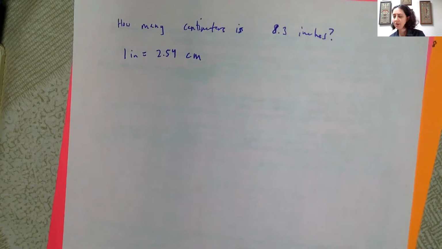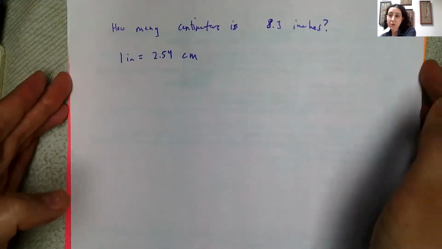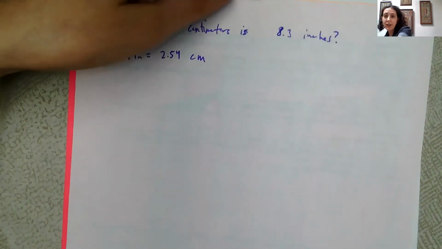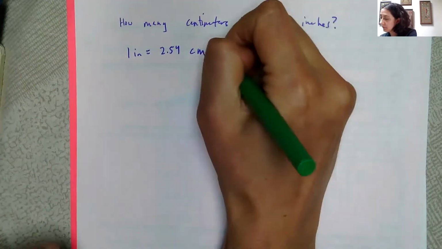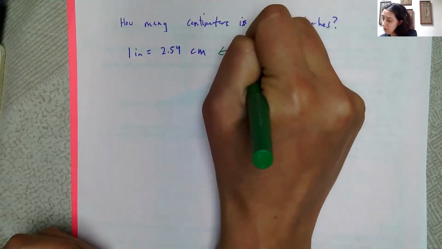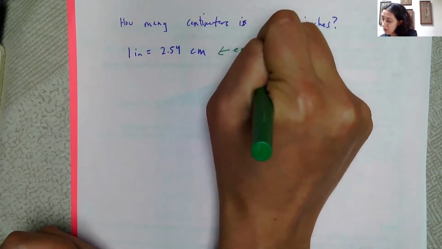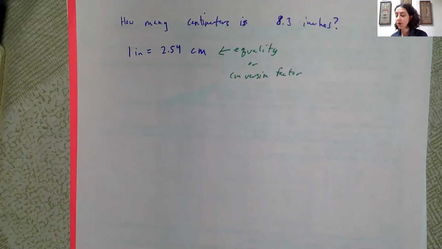All right, so I've written up a question right here. How many centimeters is 8.3 inches? If you wanted to convert these units, that's really all we're doing here, is converting units. You need to know the conversion factor. I also refer to this as an equality. So this right here, okay, that is our equality or conversion factor.